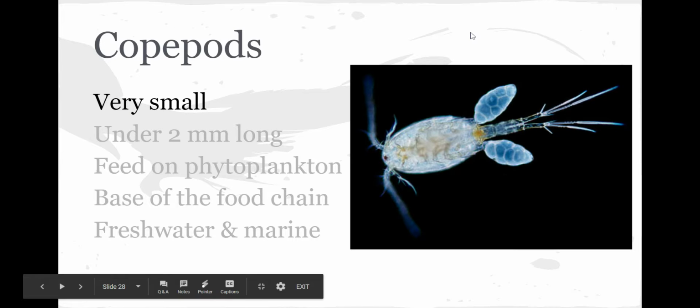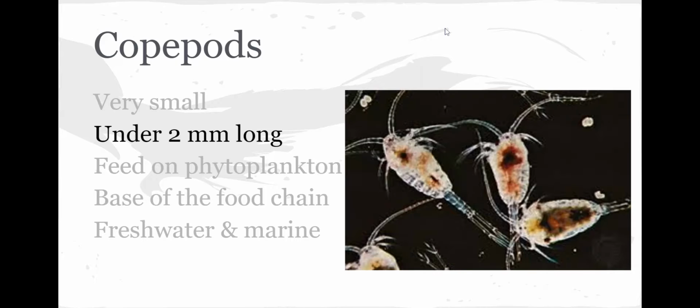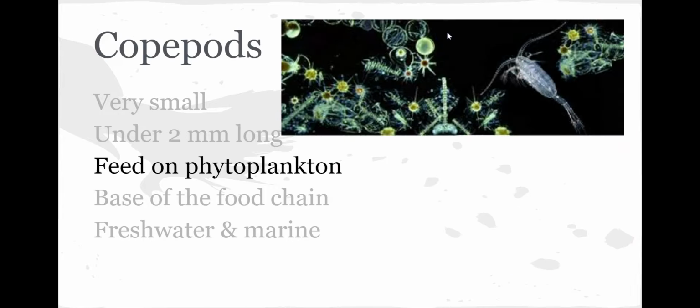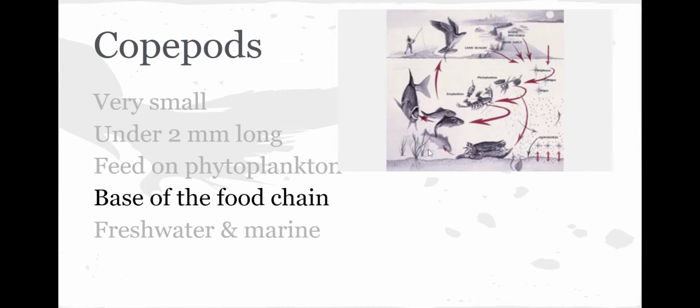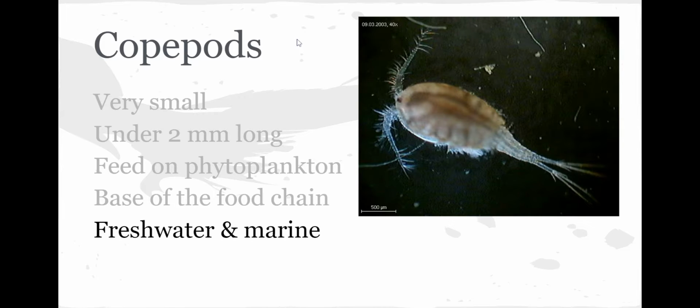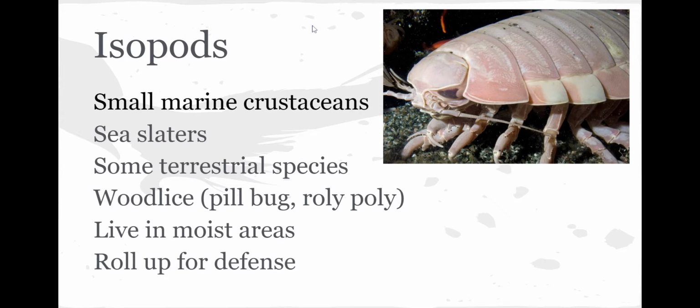The next group are the copepods. Copepods are extremely small. They're under 2 millimeters in length. They feed on phytoplankton. Remember, phytoplankton are the plankton that use sunlight. They do photosynthesis. These guys really are the base of the food chain. You can find them living in both fresh and marine water. So copepods are another one of these crustaceans.